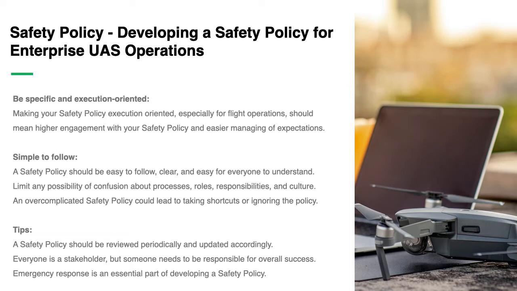The second part of a safety policy that you should keep in mind while developing a safety policy is that it should be simple to follow. It should be easy to follow, clear, and easy for everyone to understand. An important part of this being simple to follow is to limit any possibility of confusion about processes, roles, responsibilities, or what to do in any specific set of circumstances.